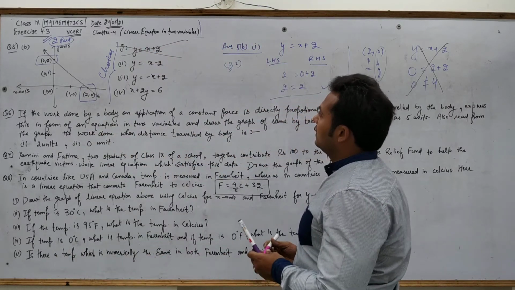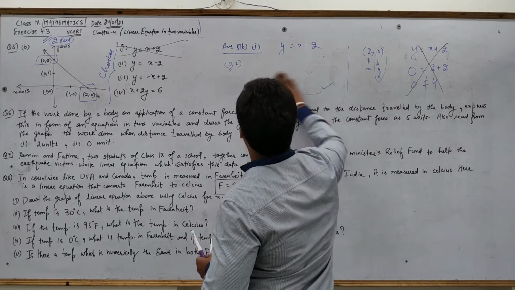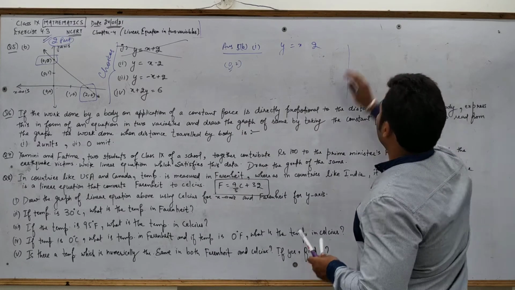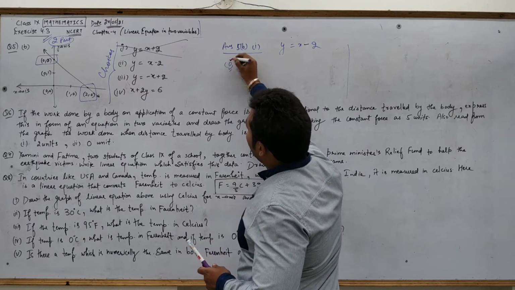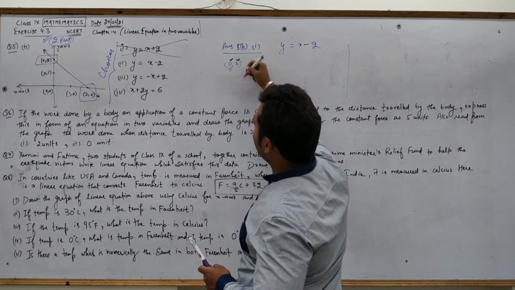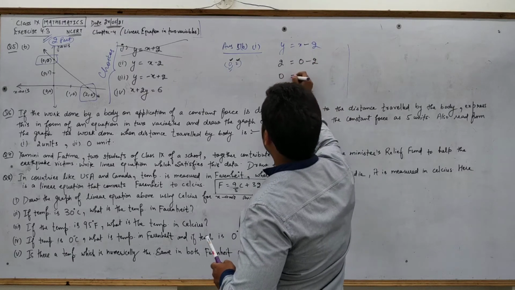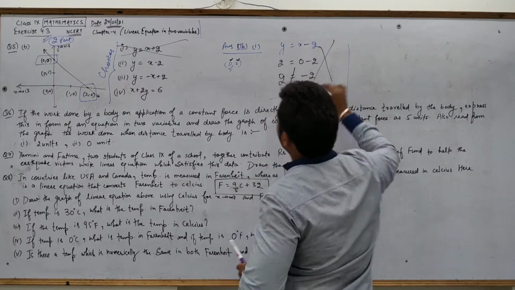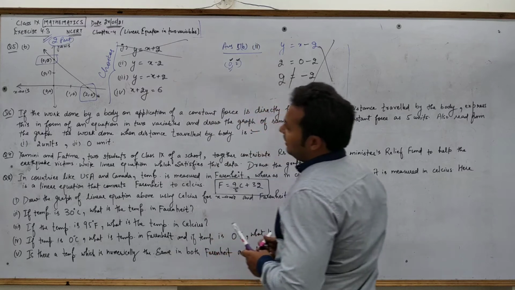Let us start with the second choice, that is y equals to x minus 2. Now our point is x equals to 0 and y equals to 2. So 2 equals to 0 minus 2. 2 is never equal to minus 2. So it is also not satisfying this second choice.